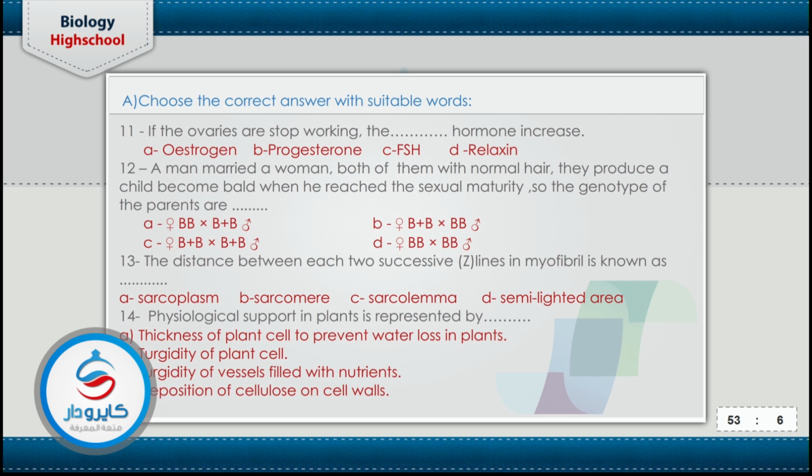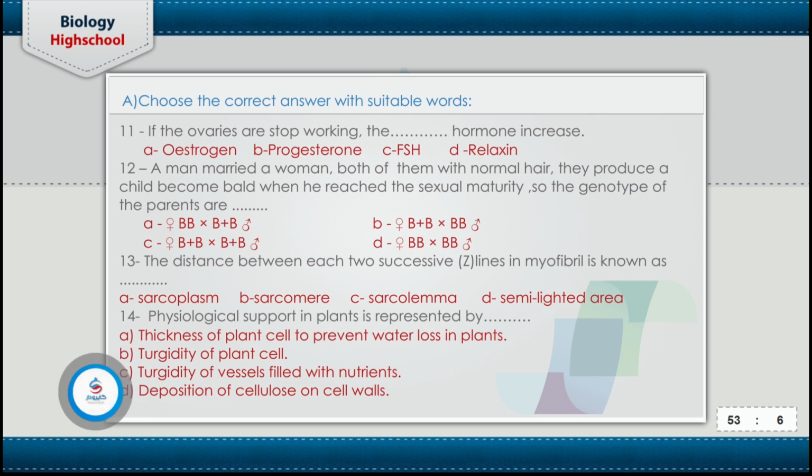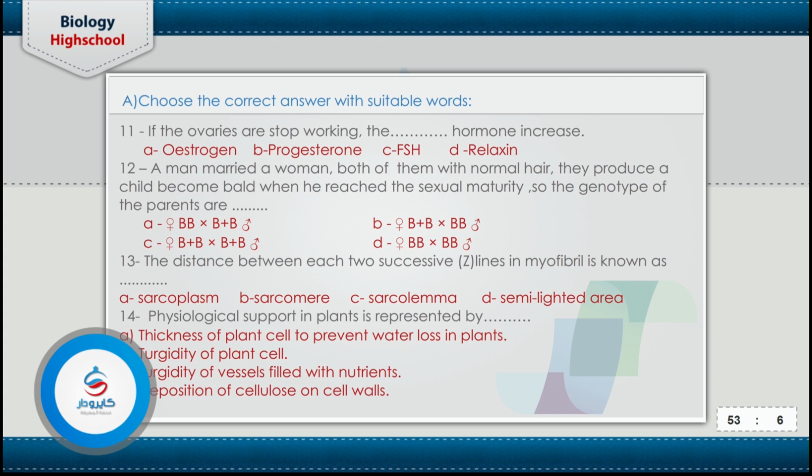The next question, number 14. The physiological support in plants is represented by blank. We understand that the support of the plant is divided into two types. The first is physiological support, due to the presence of water, which acts as a temporary support. The absence of water means the absence of the physiological support. But structural support is due to the presence of substances such as suberin, cellulose, and lignin on the plant cell wall.